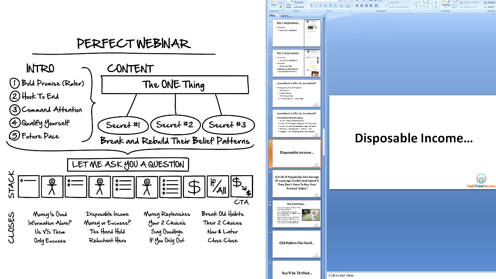Okay, the money replenishes close. This one is one of my other favorite ones. The concept is, look, every single month you get a paycheck. In fact, I wonder where I put this one in here.